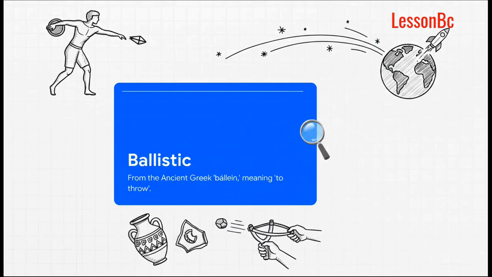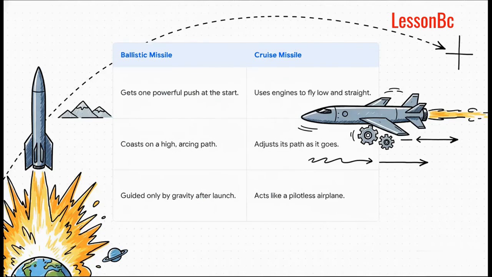And even though the tech is unbelievably complex, the name itself comes from a super simple place. The word ballistic actually traces all the way back to ancient Greek from the word ballon, which just means to throw. So at its very heart, that's what we're talking about, launching something and just letting it fly, but on a massive planetary scale.